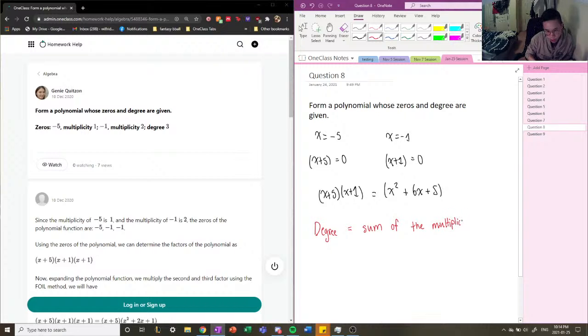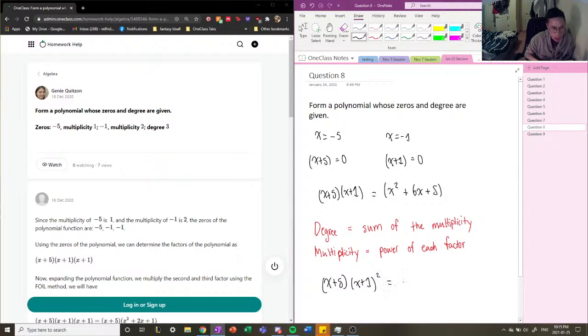Multiplicity basically means the power of each factor. So we see here that with a multiplicity of 1 for each factor, we have a second degree polynomial. But here we have a third degree polynomial, and a way to check that your multiplicities are correct is if they add up to 3. In this case, our factor of x plus 5 has a multiplicity of 1, and our factor of x plus 1 has a multiplicity of 2. So with that in mind, we can rewrite our polynomial as this.